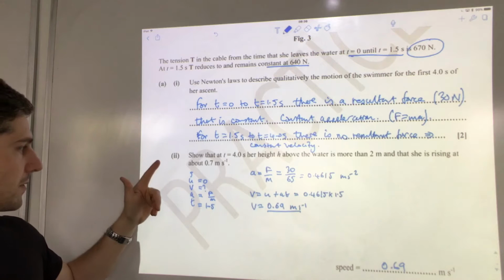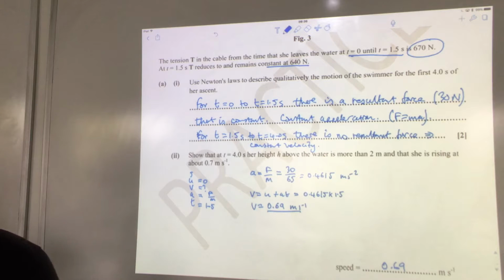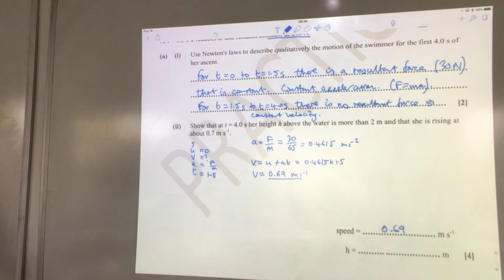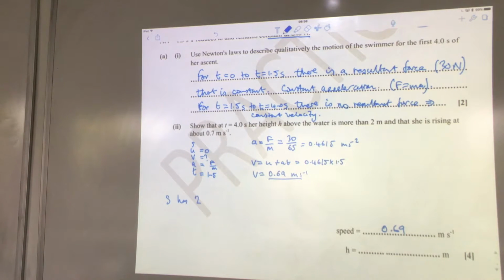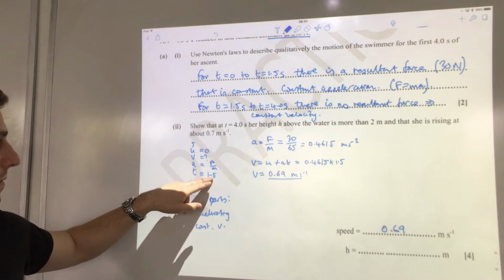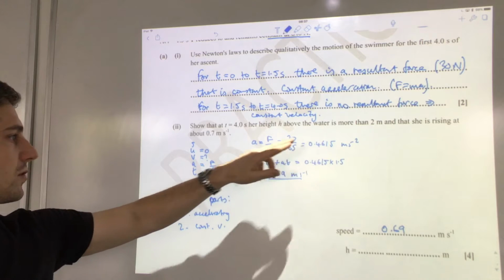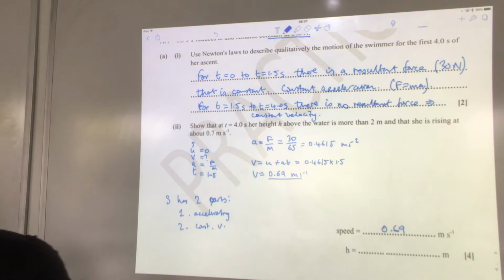Now we're going to work out the height that she's risen to at 4 seconds. So we've got two components to that. We've got the component for when she's accelerating, and this one is for when she's at constant velocity. Let's work out part 1. We can use the data that we've already got for that. So for 1.5 seconds, 0.4615, u is 0. We use s equals ut plus a half at squared.